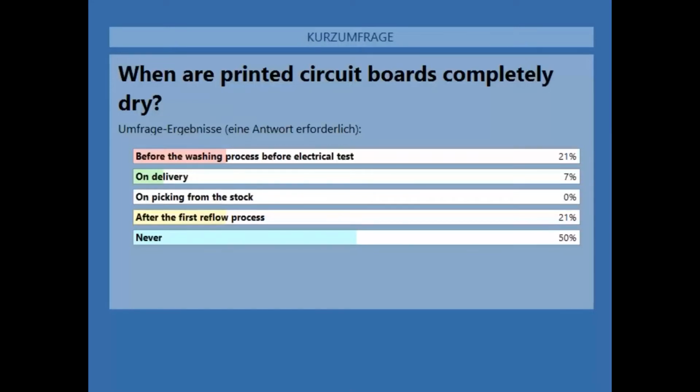7% are thinking that on delivery the PCBs are dry. Sorry, but no. As already mentioned, PCB always has humidity inside depending on the surroundings, the ambient conditions. So you have to take care that the PCB is dry enough prior to your soldering processes, for example. So PCBs are not completely dry on delivery.